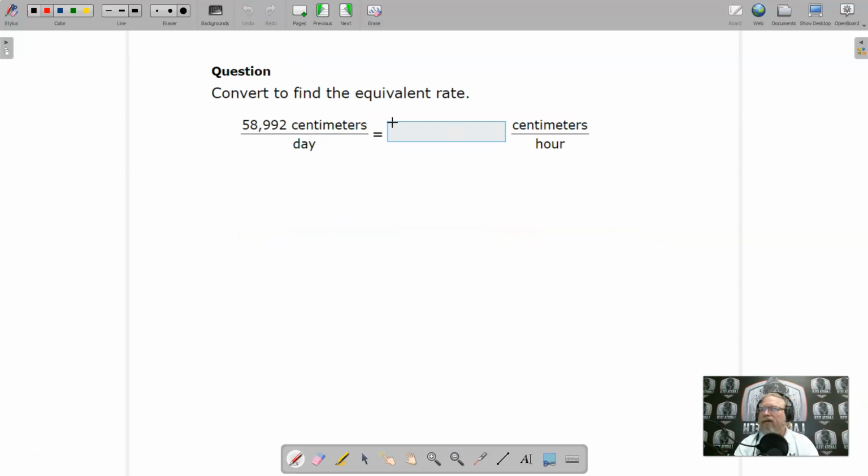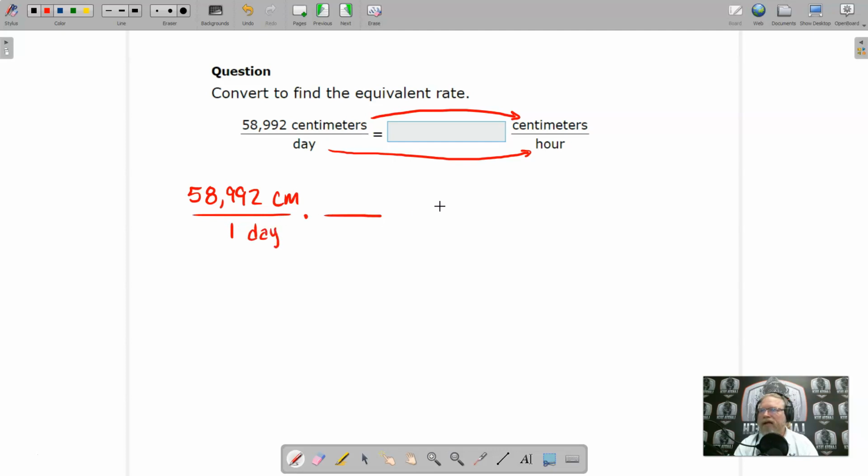Here we have another one where we had to do some converting. We're going to go centimeters to centimeters, so no change there, but we do need a conversion factor to take us from days to hours. So 58,992 centimeters per 1 day. And now we need a conversion factor that's going to take us to hours, right? So we have day in the denominator, so let's put day in the numerator, so those will cancel. And then we can go days to hours, right? That should work. In 1 day, there are 24 hours, right? I think we have everything we need.